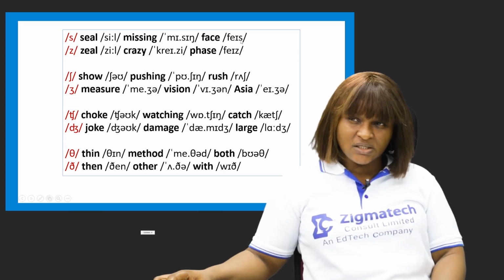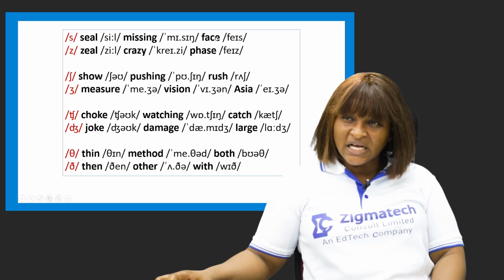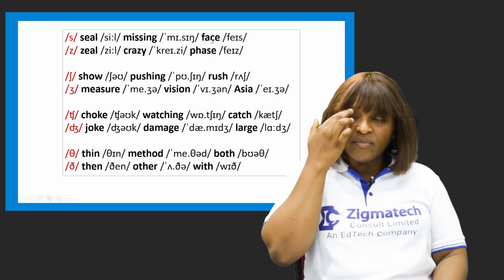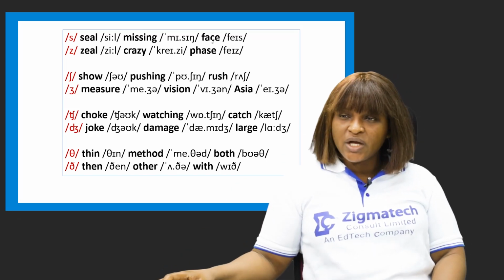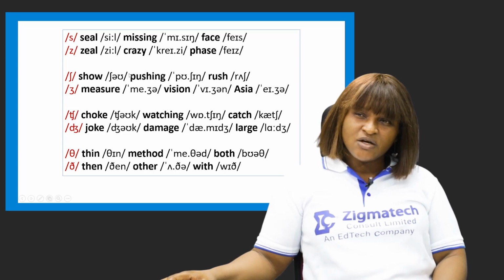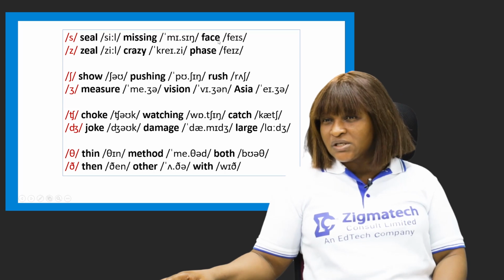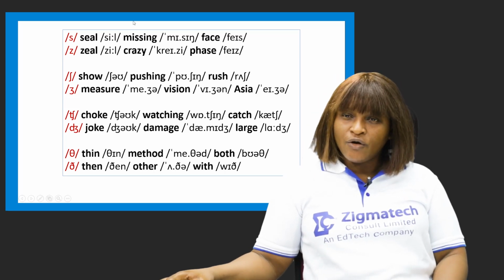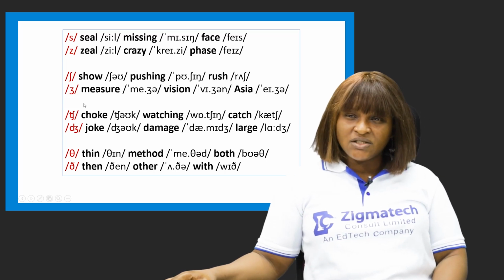Phase, face, phase, face. So when you're pronouncing face, as in F-A-C-E, be careful enough to know that it's S. And when it is P-H-A-S-E, the S there changes to Z. So you can't term the two of them homophones. They are not homophones.